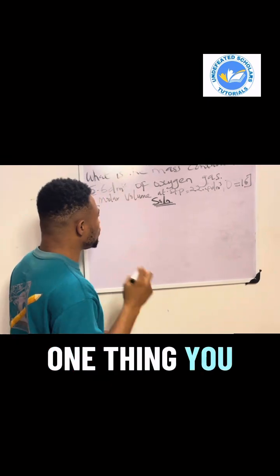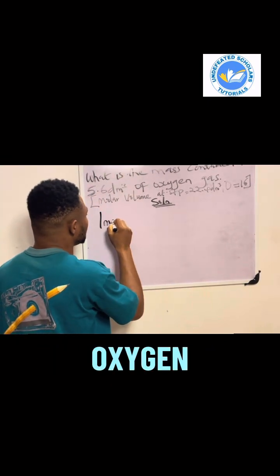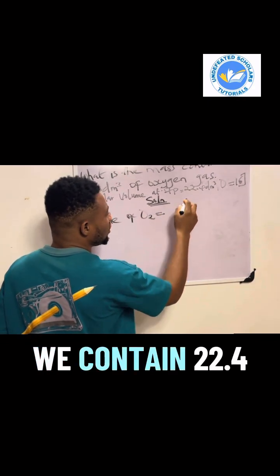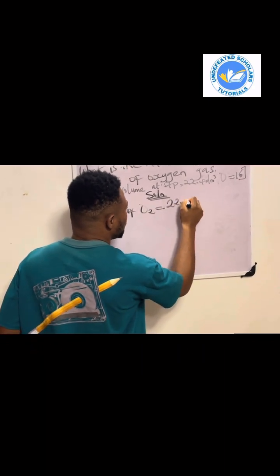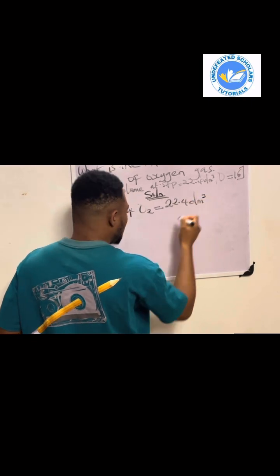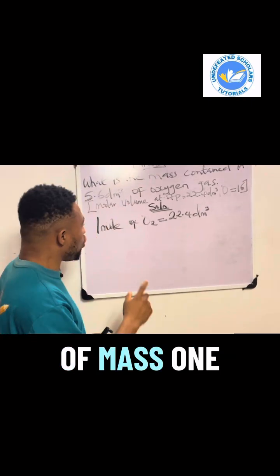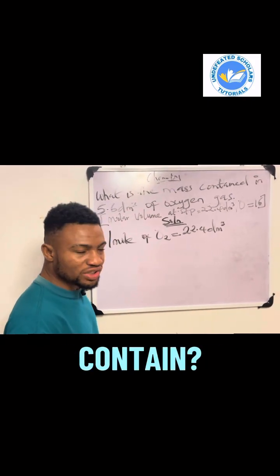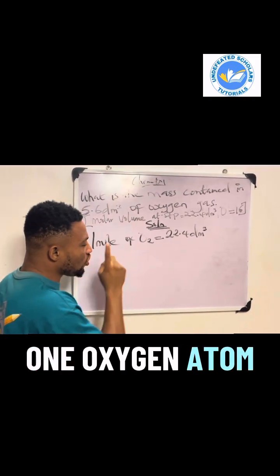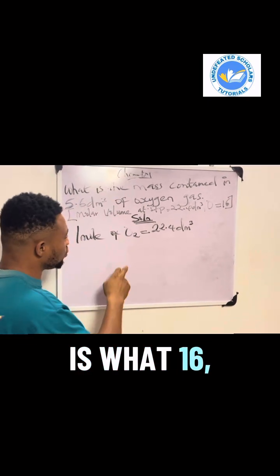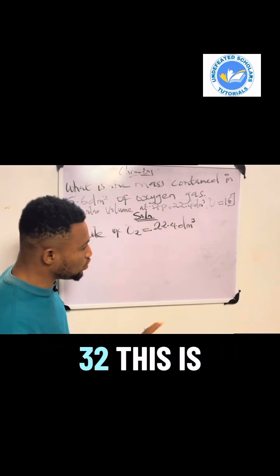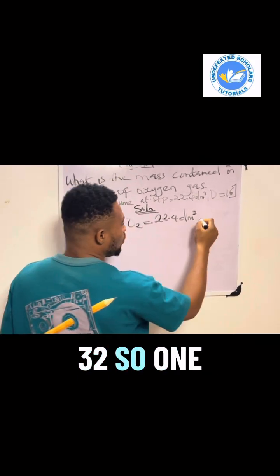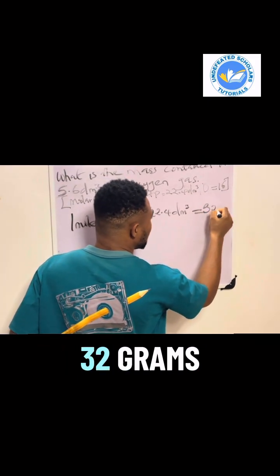Now, one thing you should know is 1 mole of oxygen will contain 22.4 dm³. Then in terms of mass, 1 mole of oxygen gas, how much mass does it contain? One oxygen atom is what? 16. Two oxygen atoms? 32. So 16 times 2 is what? 32. So 1 mole of oxygen gas is 32 grams.